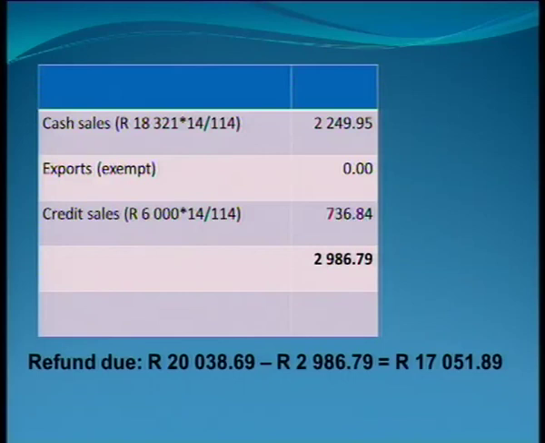2,986. So refund due. We said on our purchases, when we paid for rent, when we paid for electricity, when we paid for water, and when we paid for all our expenses, our total VAT was $20,038.69. On our sales, we are supposed to give you back 2,986. So what we are to get back from the receiver will be 17,051 Namibian dollars.